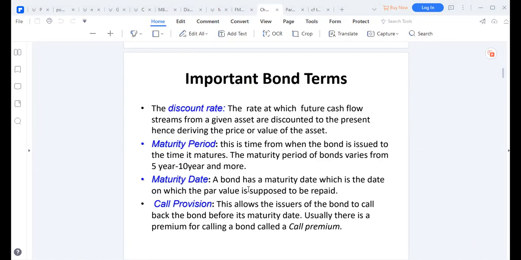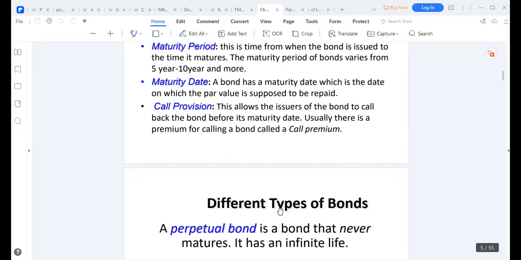And these important terms I've already mentioned: we have a discount or market rate, which is simply the rate at which the future cash flow streams from the asset are discounted. The maturity period is the time in which the bond is in effect. You can recall a bond at a call premium before it actually matures when there's a call provision. This call provision will allow the issuer of the bond to call back the bond before its maturity date at, of course, what is called a call premium.